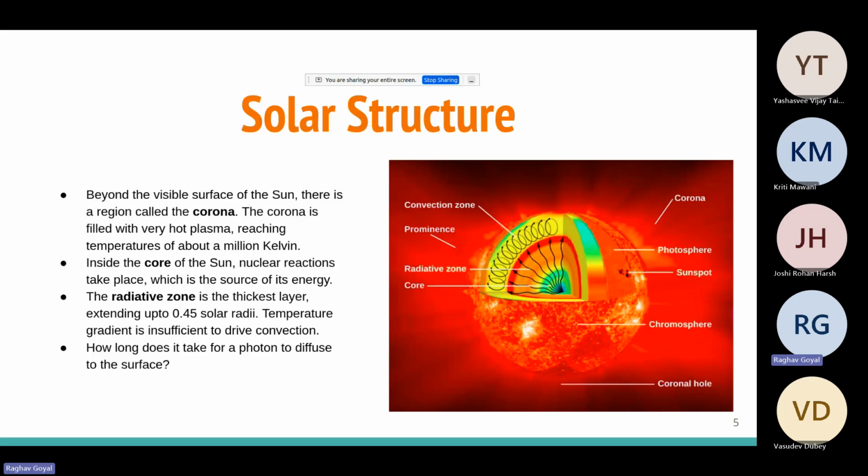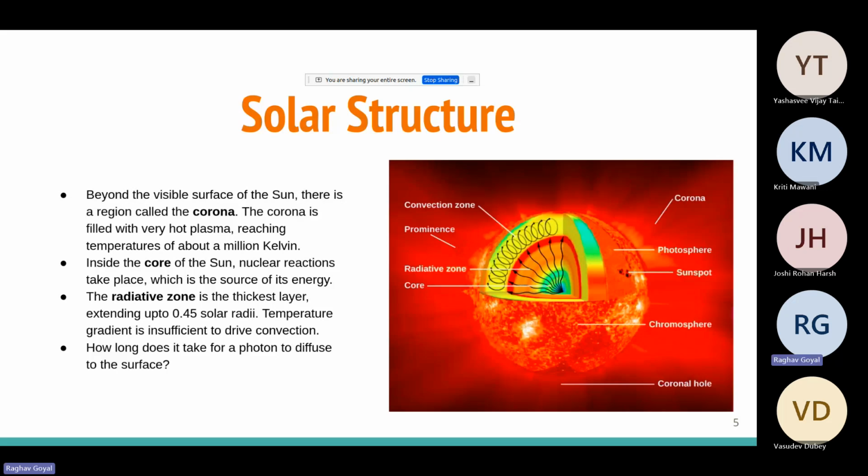Now for the visible layers of the sun, we are going to go from the inside. Let's talk about the core. The core is obviously where all the nuclear reactions of the sun take place, which is the source of its energy, and it is basically where all the high energy photons are produced. Now these are converted to the visible spectrum and lower energy as they travel to the outside, but inherently, inside, extremely high energy photons are released.